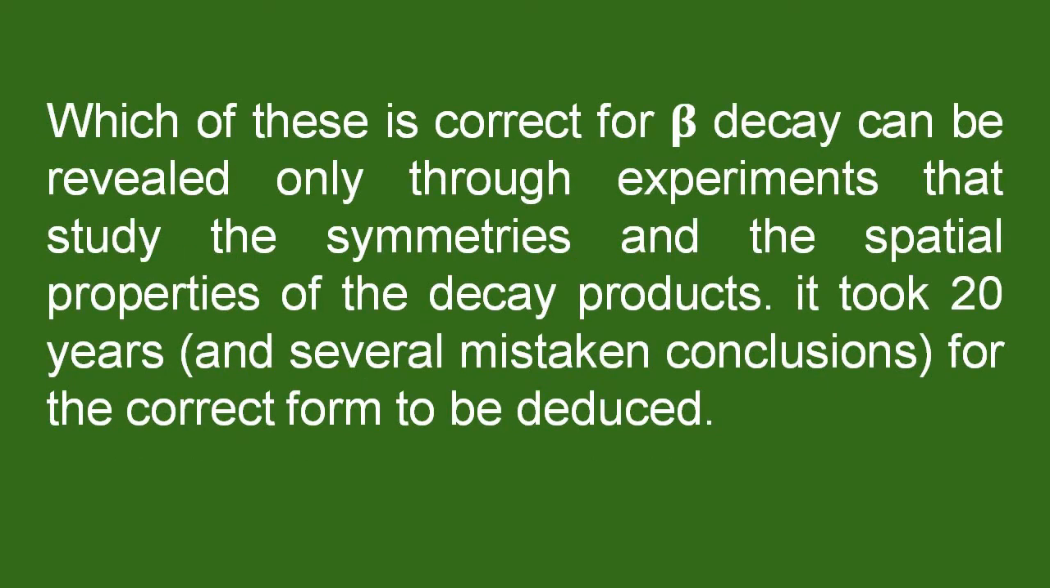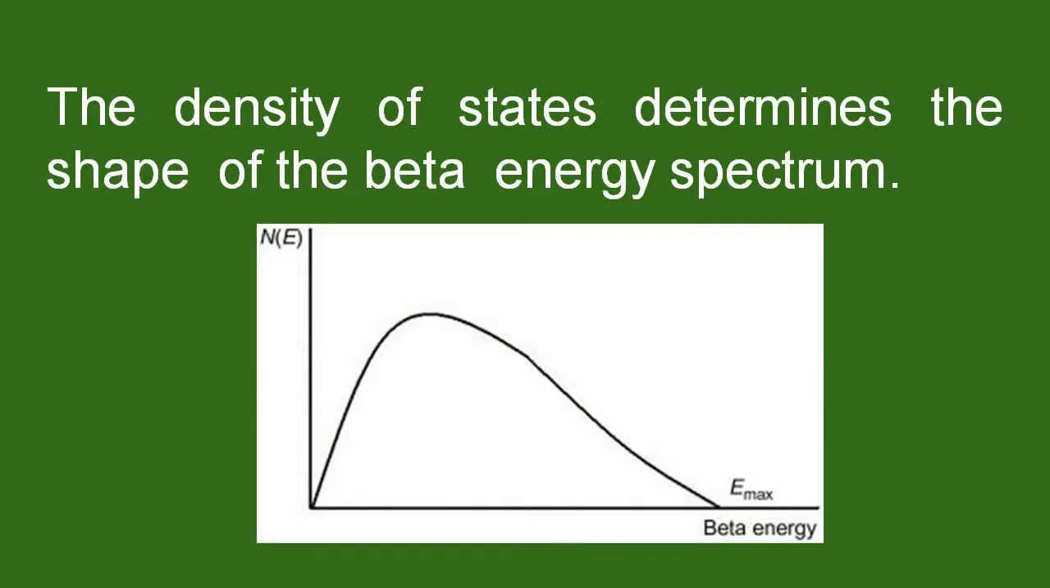Which of these forms is correct for beta decay can be revealed only through experiments that study the symmetries and the spatial properties of the decay products. It took more than 20 years for the correct form to be detected, and in between, so many false or mistaken conclusions were drawn.